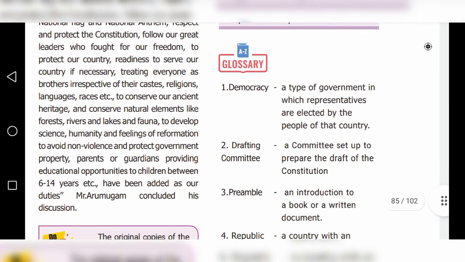So, we have to keep some rules and regulations for the smooth running of our country. So, we have to know some meanings. What is the meaning of democracy? Democracy means a type of government in which representatives are elected by the people of that country. That is called democracy. So we are voting for particular people, no? So they only come to the important posts.